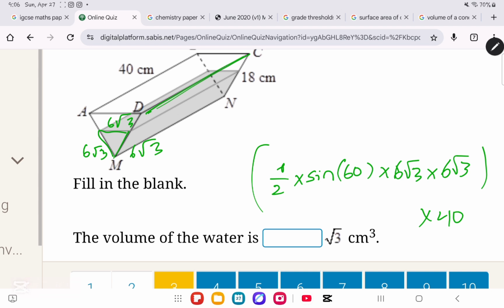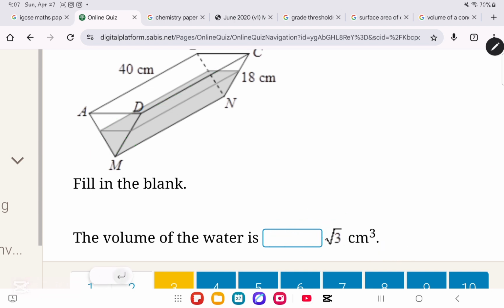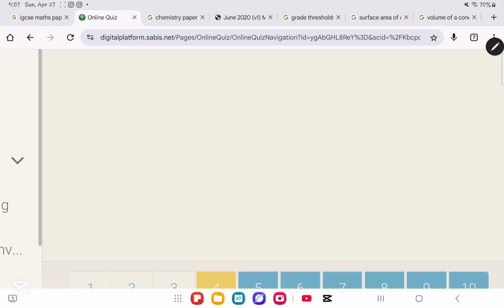So if you put it on your calculator, you're going to get an answer which is 1870.614. What we're going to do over here is put it over radical 3, because as you can see, in the answer we have radical 3. So you will put this number over radical 3 and you will get 1080. So very simply, the answer over here is 1080.